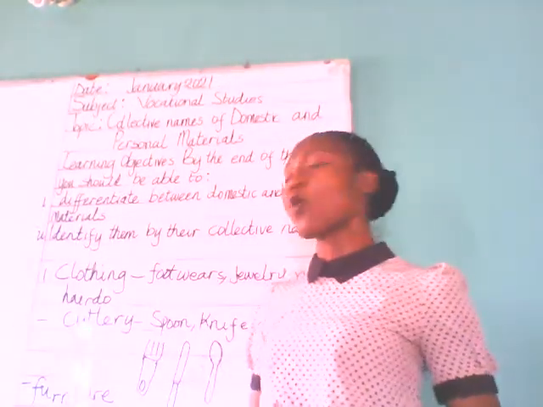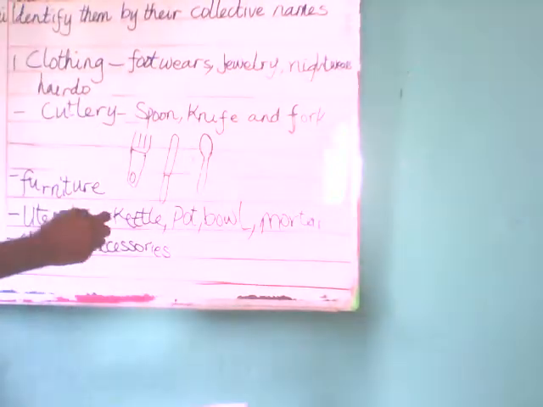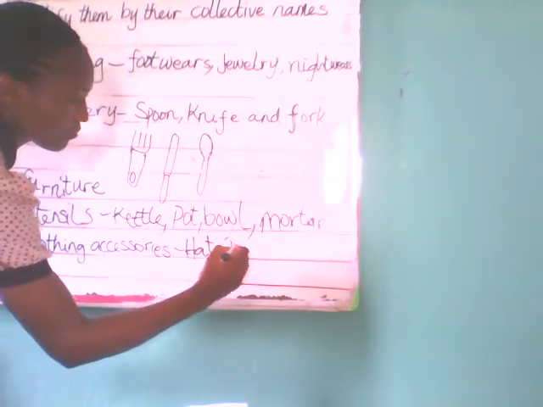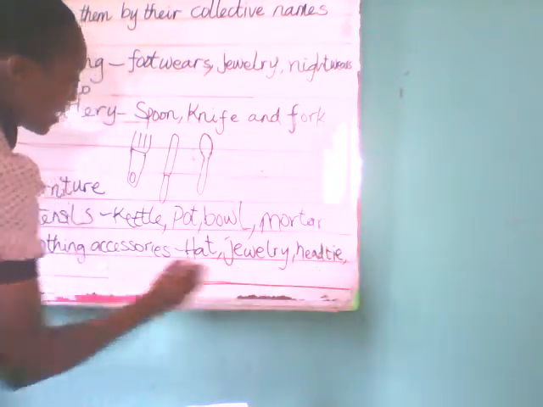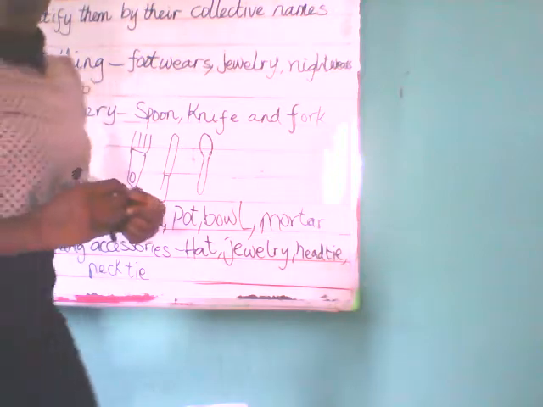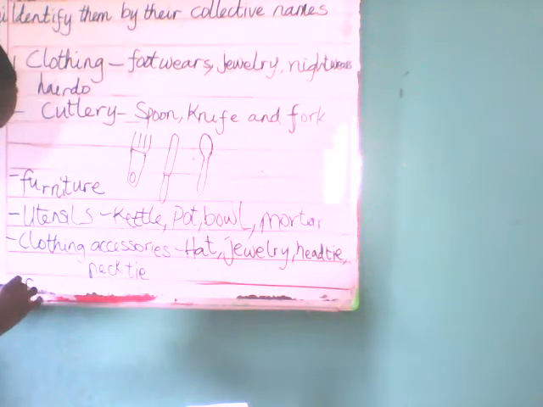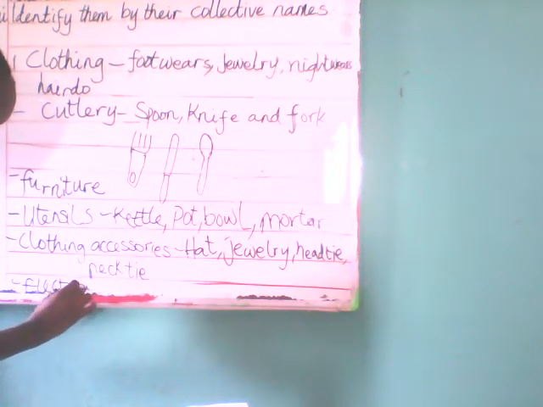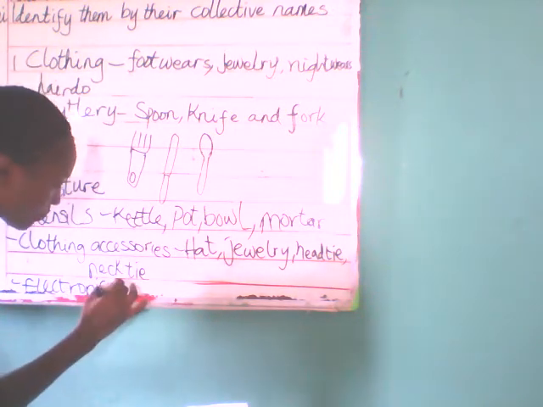So this is what we call what? Clothing accessories. Clothing what? Accessories. They are what? Hats. Jewelry. Head tie. Necktie. Then we now go over to the next one, which is electronics. So you see we have 6 general names of these personal and domestic materials.